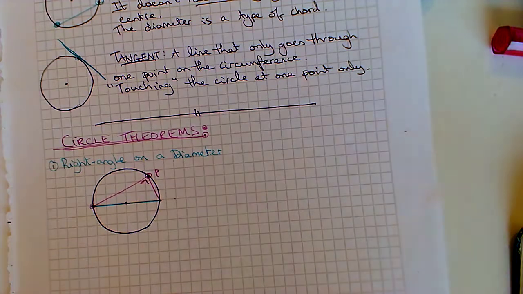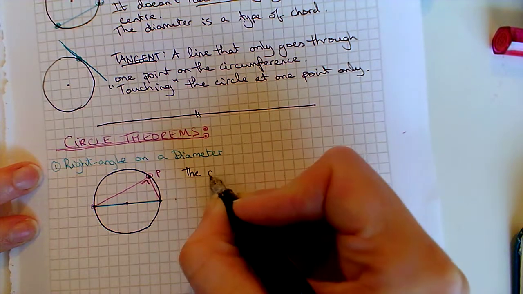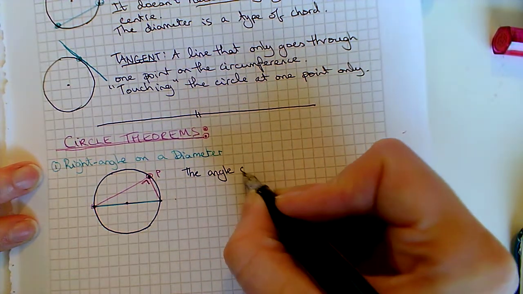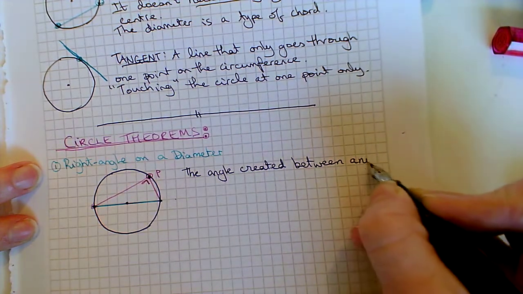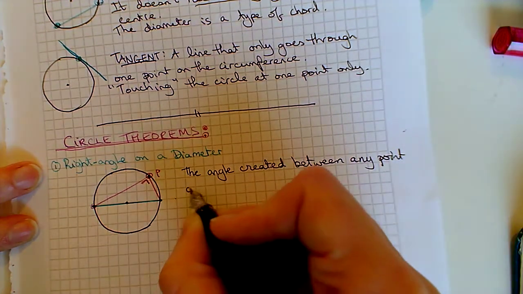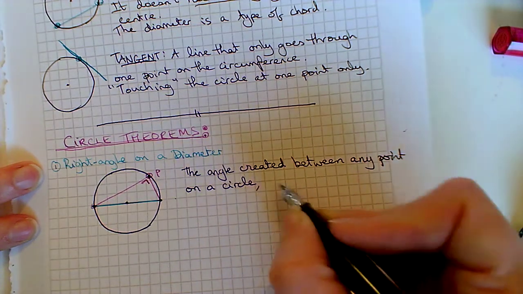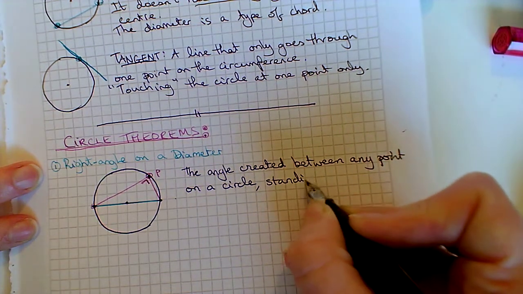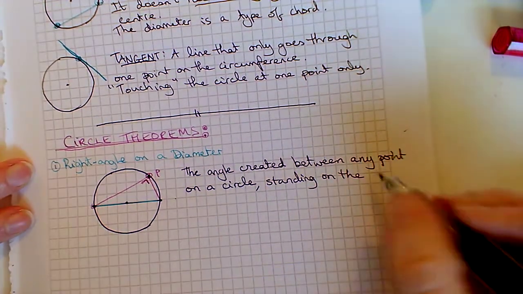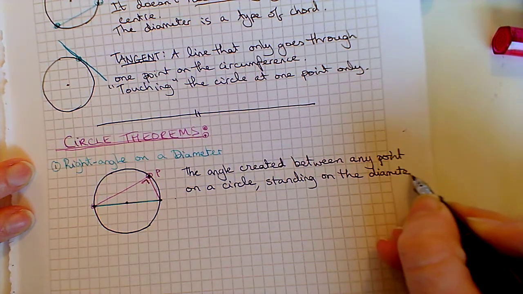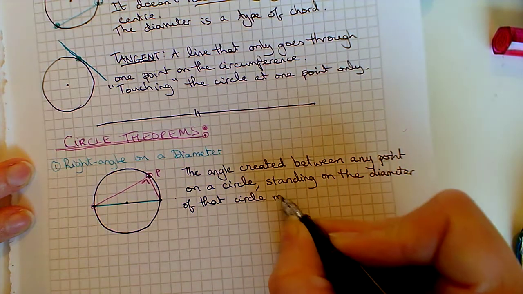Now, how do I state that? The statement of this theorem says that the angle created between any point on a circle, on its circumference if you want to be technical, but on a circle is fine, standing on the diameter of that circle makes a right angle.